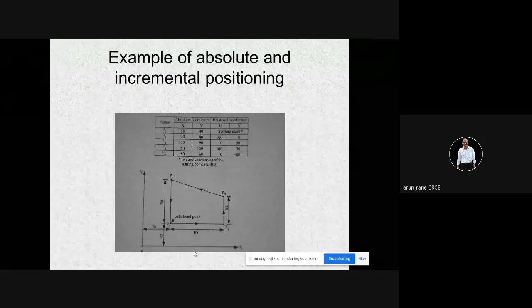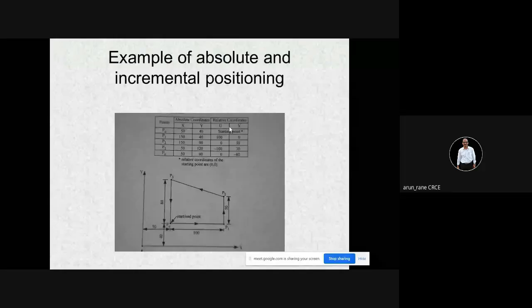Now relative means G91. So let's say now this is the starting point. Now you are again going in this direction, that is counterclockwise. So from here to here, now my next point, how do I give it? Generally it is given by U and V because it's an incremental command. So you can give by X and Y also. So let us say X and Y only.